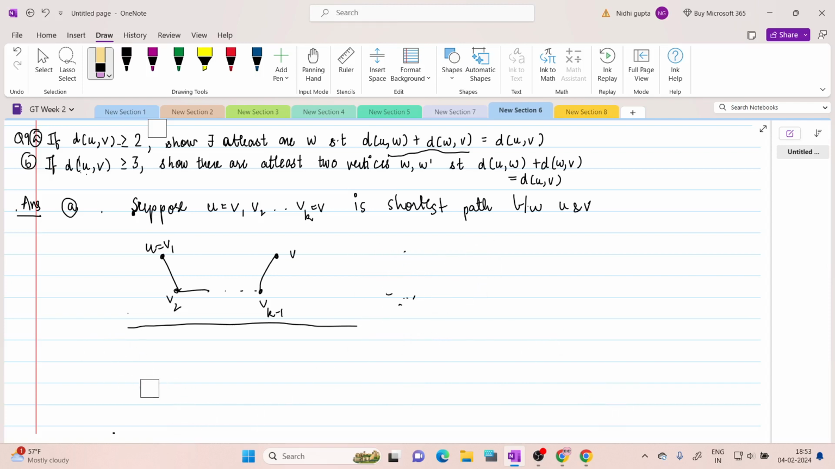So is the question clear to everyone? This is a triangle inequality.